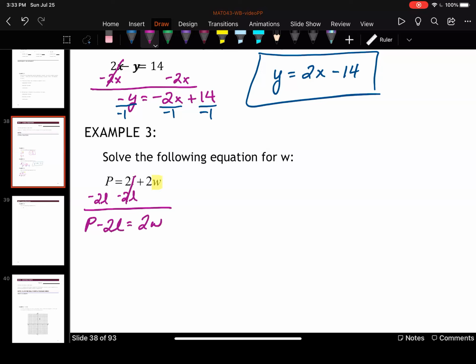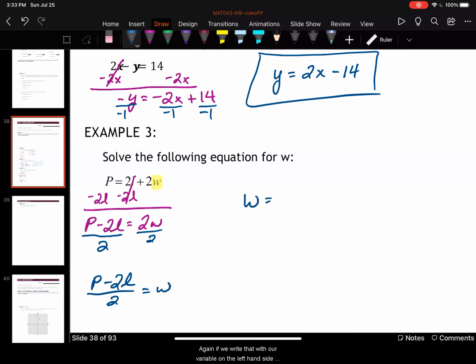2W. Okay, so I still need to get the W isolated. It means it can't have a constant. So I'm going to divide everything by 2. Now in this case, I'm going to group that and have one polynomial in my top. You can split it up and we'll look at that in a minute. So I would have P minus 2L over 2 equals W. Again, if we write that with our variable on the left-hand side, we'd have W equals P minus 2L over 2.